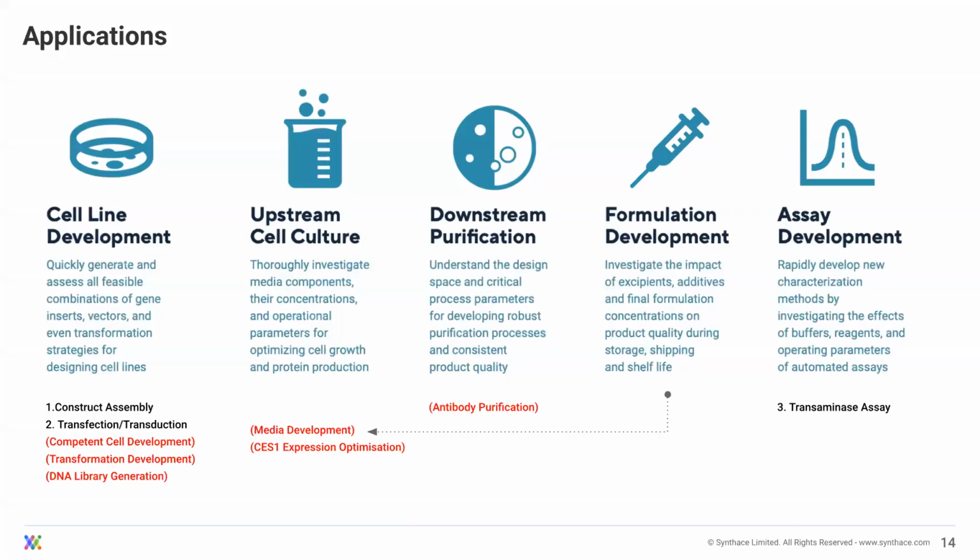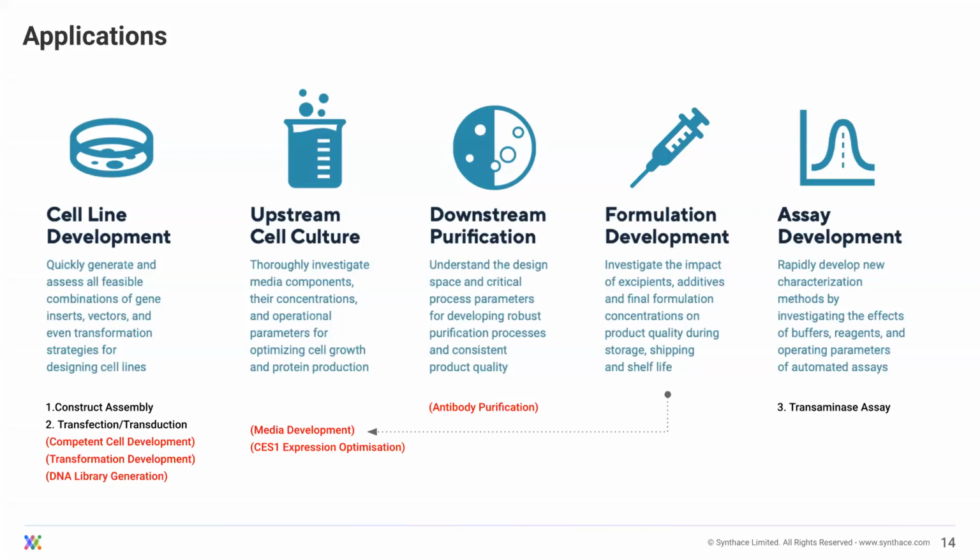So the applications that we want to go through today, the examples and case studies that we've got, are focused around the bioprocess value chain. So we have strain or cell line engineering and development, upstream cell culture, downstream purification, formulation development, and maybe assay development.